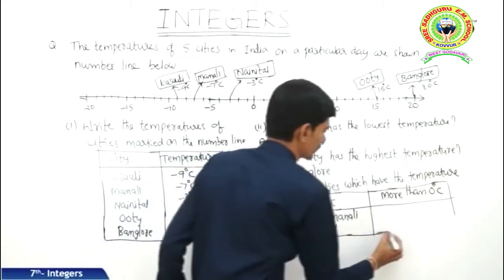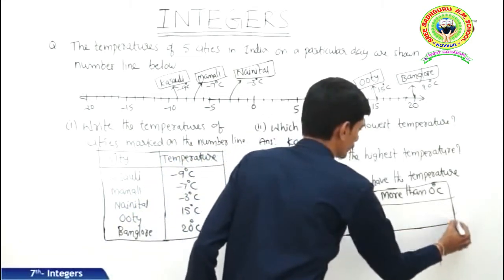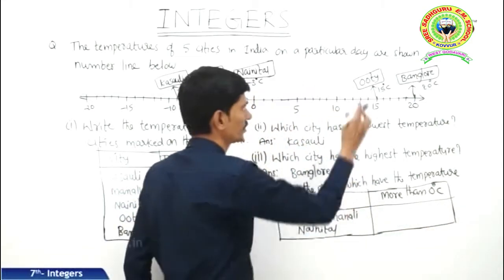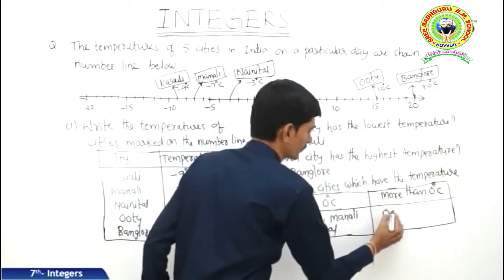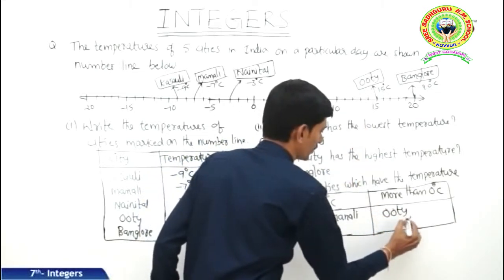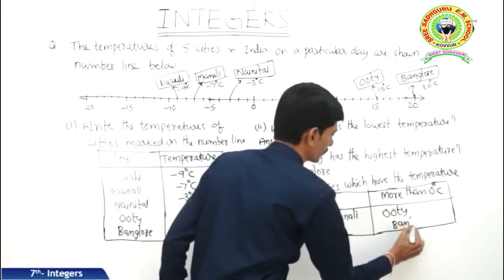And the cities which have a temperature of more than 0 degrees centigrade are Ooty and Bangalore.